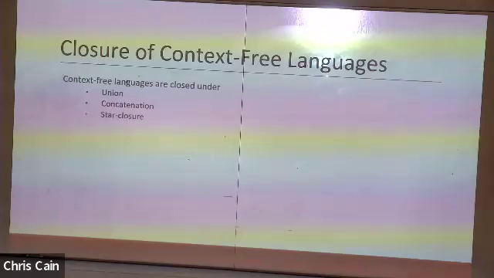They're closed under star closure, which means if you take a context-free language and repeat any string, take any string from this language. It doesn't have to be the same one, but you can concatenate different strings from this together. Then you end up with a context-free language. So picking 0 or more elements.